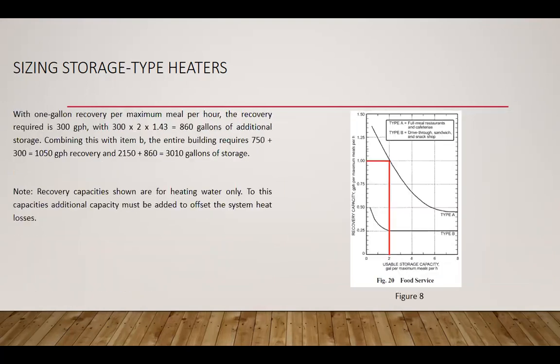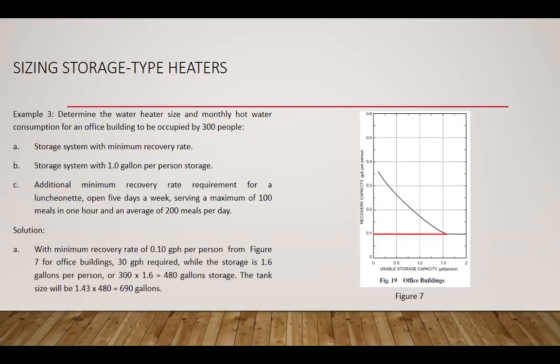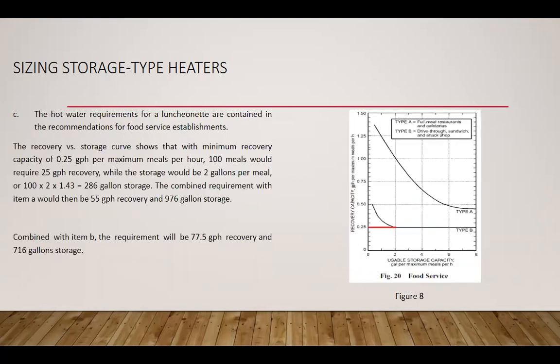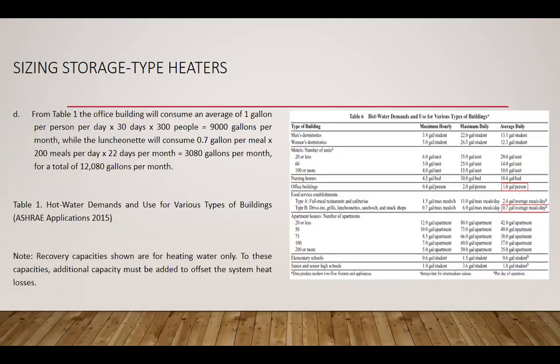Tingnan natin na. Tama, office building to. So, hindi kasama to sa detail D, sa required. So, per day, from table 1, the office building will consume an average of 1 gallon per person per day times 30 days times 300 people is 9,000 gallons per month. While the luncheonette will consume 0.7 gallons per meal by 200 meals per day.